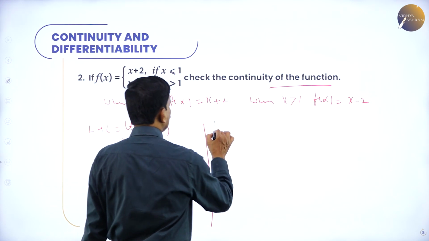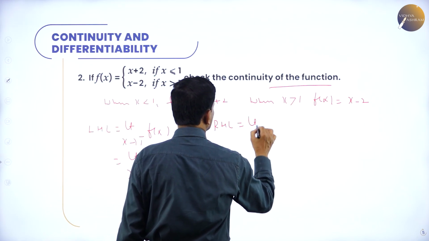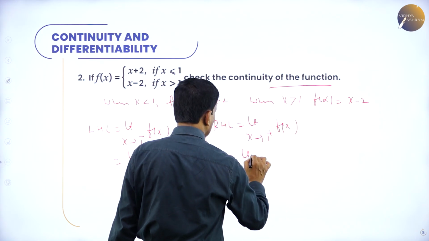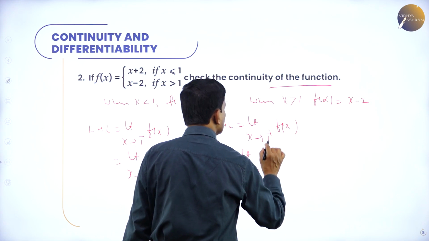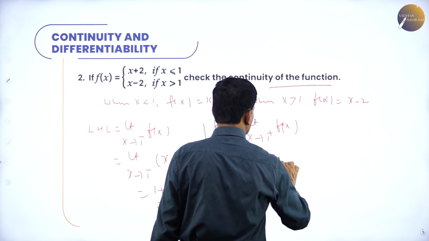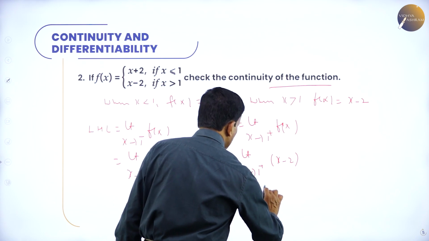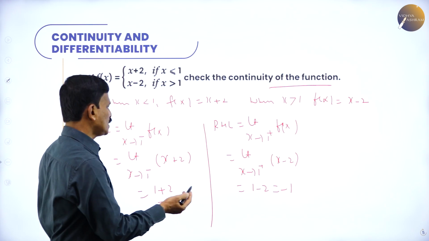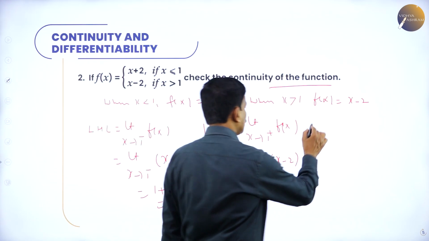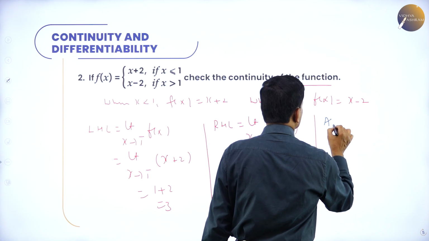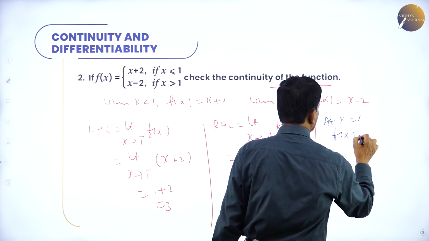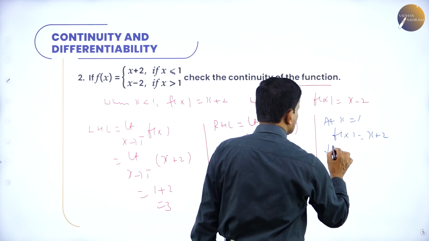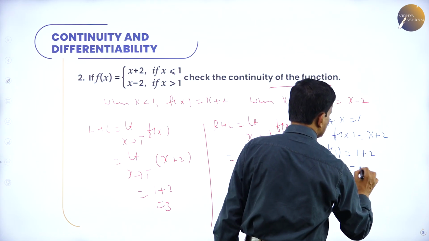On the other hand, find out the right hand limit. RHL is equal to limit x tends to 1 plus of f of x. When x is greater than 1, f of x is x minus 2. That is 1 minus 2 is equal to minus 1. So, left hand limit is equal to 3 and right hand limit is equal to minus 1. Now, the functional value at x is equal to 1: we have f of x is equal to x plus 2, so put x is equal to 1. f of 1 is equal to 1 plus 2 is equal to 3.